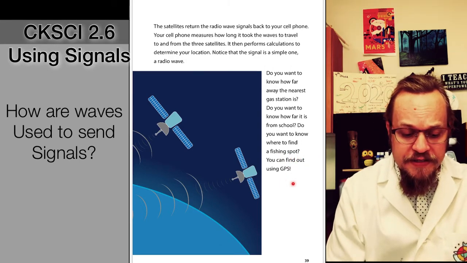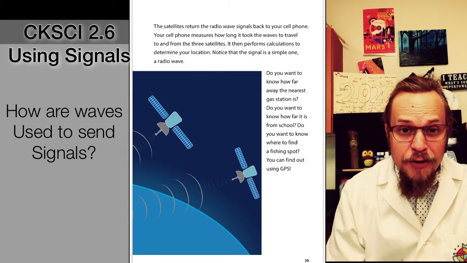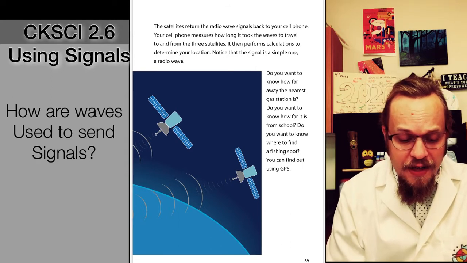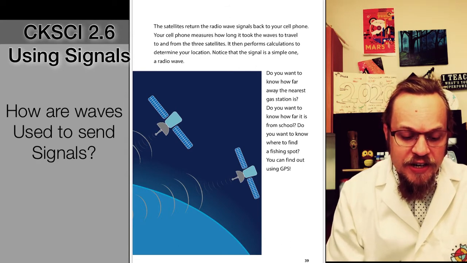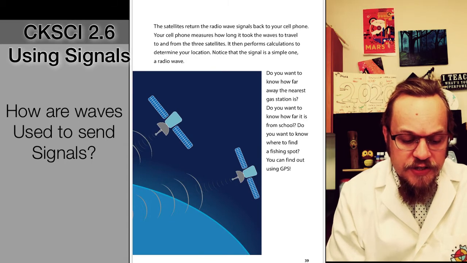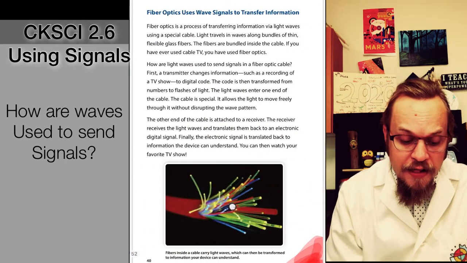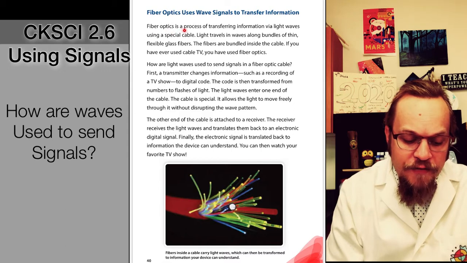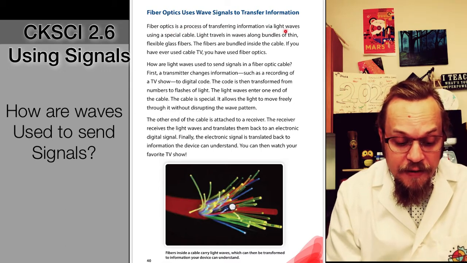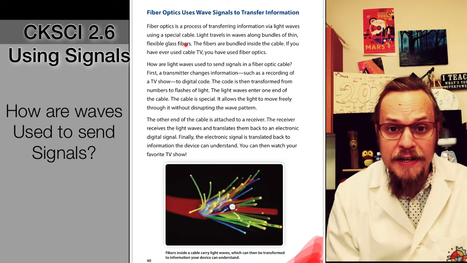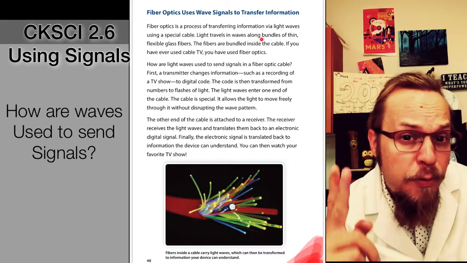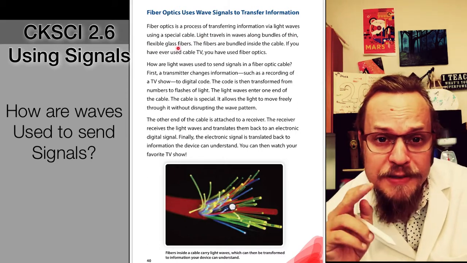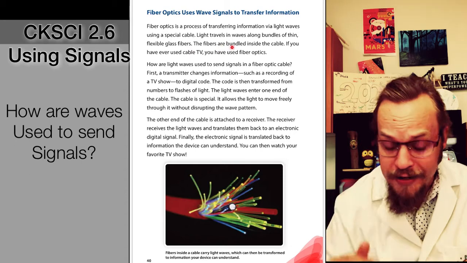Fiber optics use wave signals to transfer information. Okay? Fiber optics is a process of transferring information via light waves using a special cable. Light travels in waves along bundles of thin, flexible glass fibers. The fibers are bundled inside the cable. If you have ever used cable TV, you have used fiber optics. Or if you've ever used internet, you've probably used fiber optics before it becomes Wi-Fi.